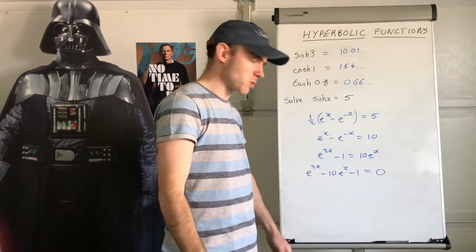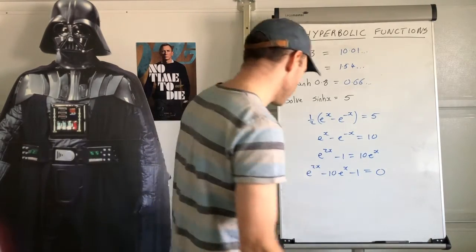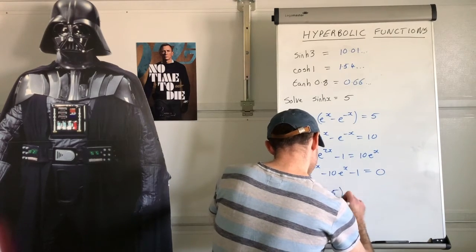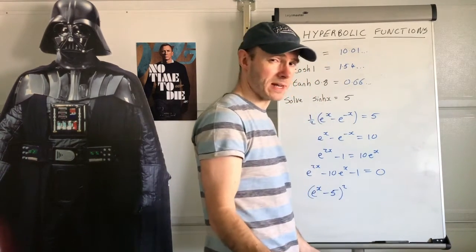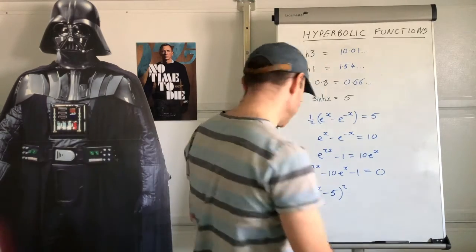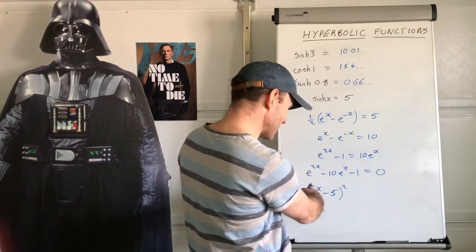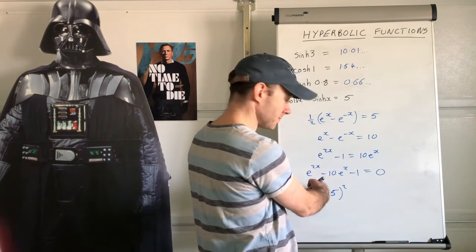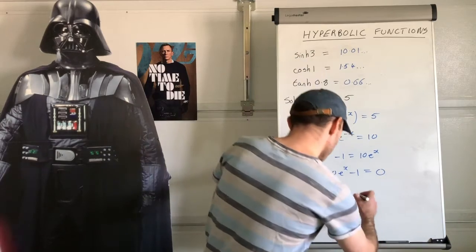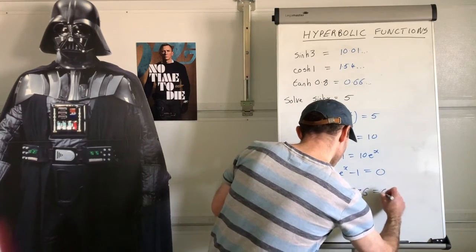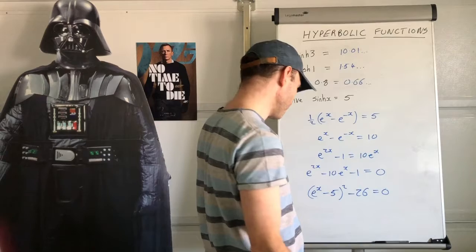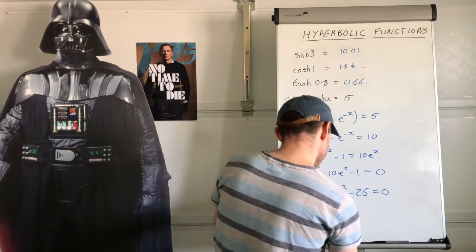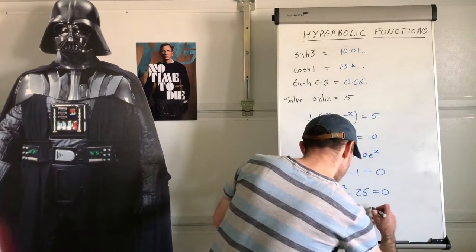Solve that. What sort of equation is that? Yeah, it's quadratic, isn't it? You didn't think I was going to use the quadratic formula now, did you? Complete the square. So e to the x subtract 5 squared, that's e to the 2x subtract 10 e to the x plus 25. I want negative 1, so subtract 26 equals 0. It's the same thing, isn't it? So e to the x subtract 5 squared equals 26.